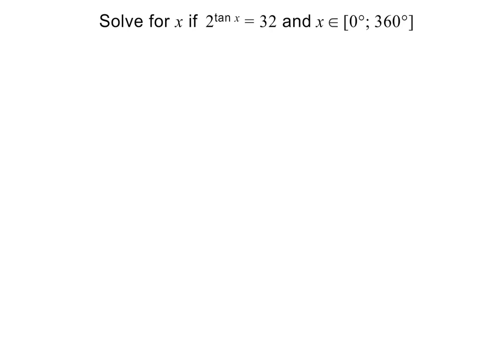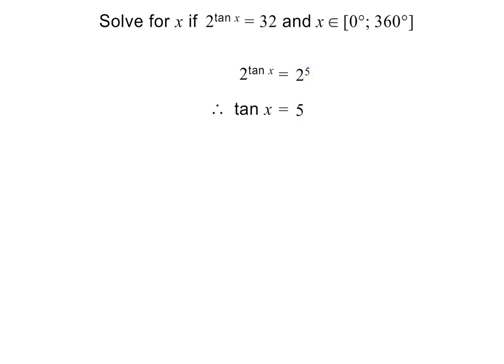In this lesson, we are going to learn how to solve more complicated trig equations. Here we are asked to solve for x, if 2 to the power of tan x equals 32, and x lies in the interval 0 to 360 degrees. The first thing we need to do is to rewrite the equation in the correct form. If we rewrite 32 as 2 to the power of 5, we end up with two powers with the same base equal to each other.